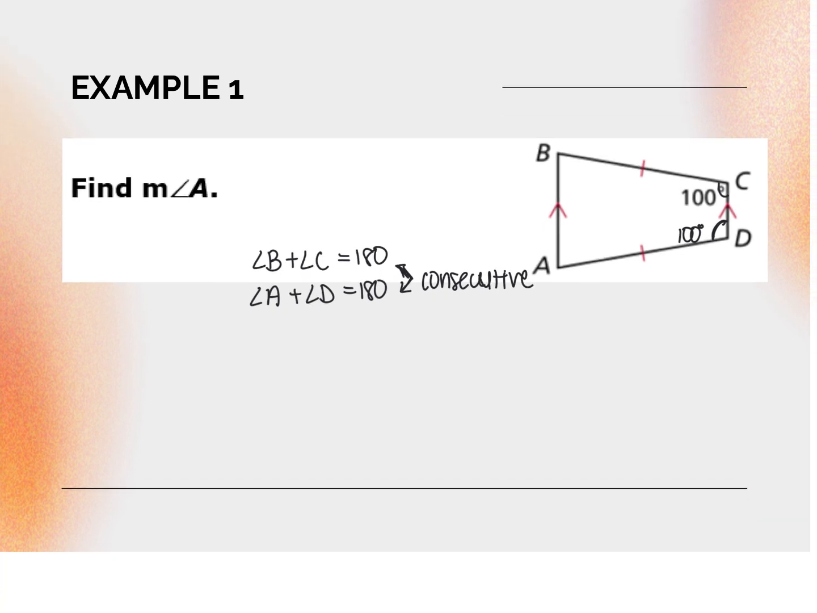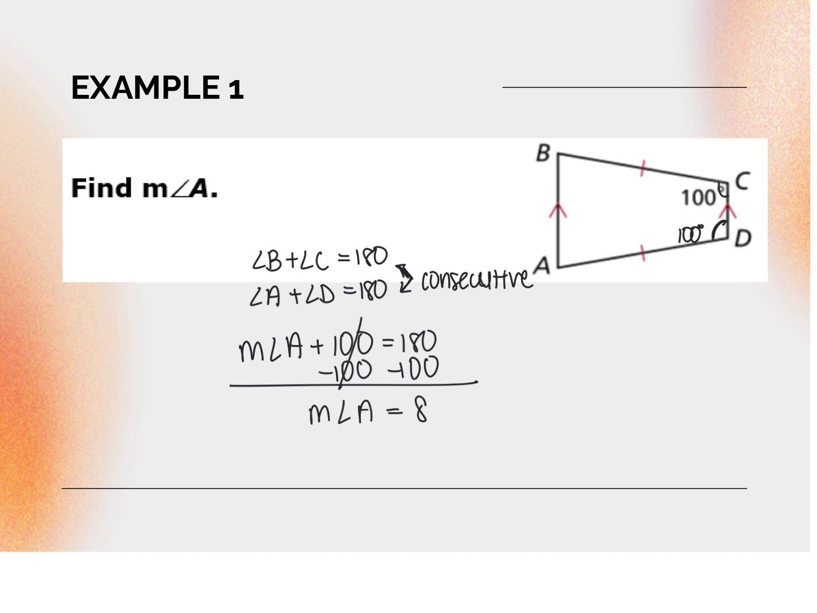So all I have to do to find the measure of angle A is subtract 100 from 180. Do you have to do all this work? No, you don't have to, but I'm just showing you how it is thought about. So angle A is 80 degrees. Okay, questions on this one? Are there other ways of finding the answer?